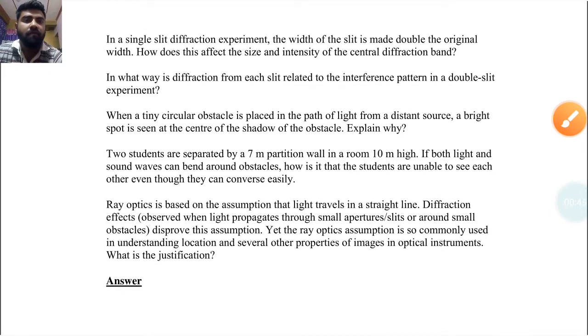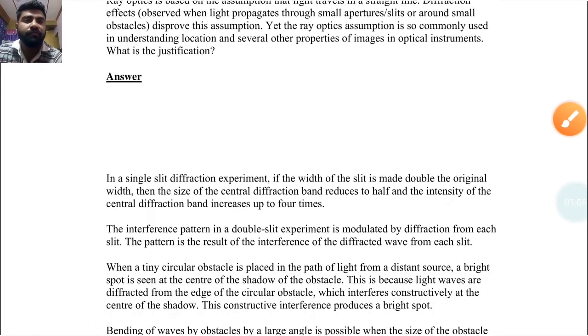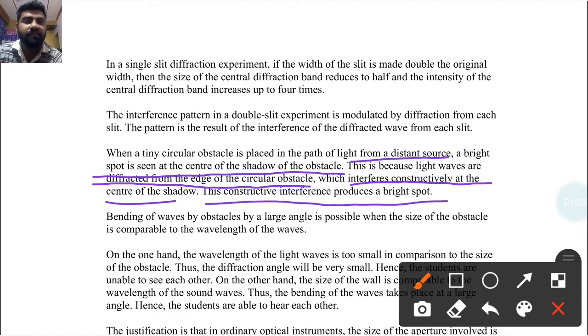Then third question, when a tiny circular obstacle is placed in the path of light from a distant source, a bright spot is seen at the center of the shadow of the obstacle. Explain why. This is because light waves are diffracted from the edge of the circular obstacle, which interfere constructively at the center of the shadow. This constructive interference produces a bright spot.